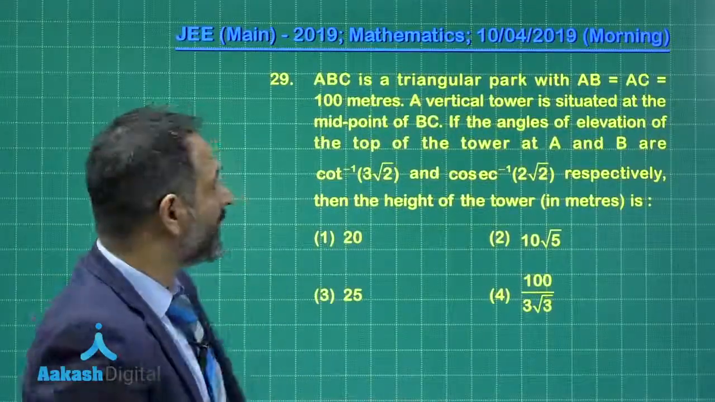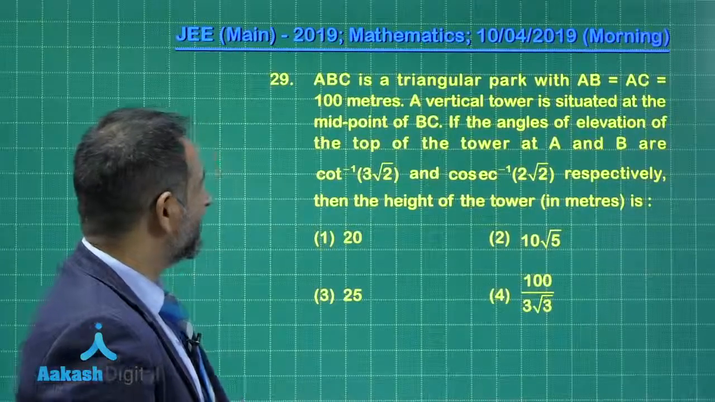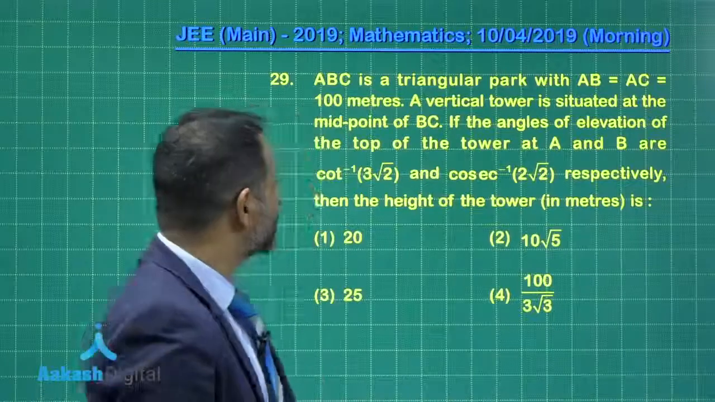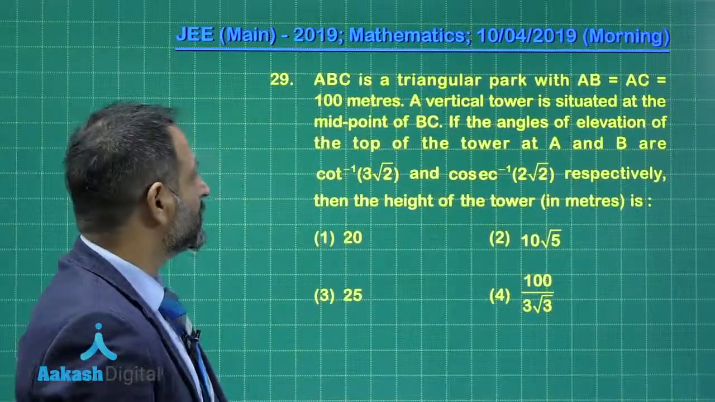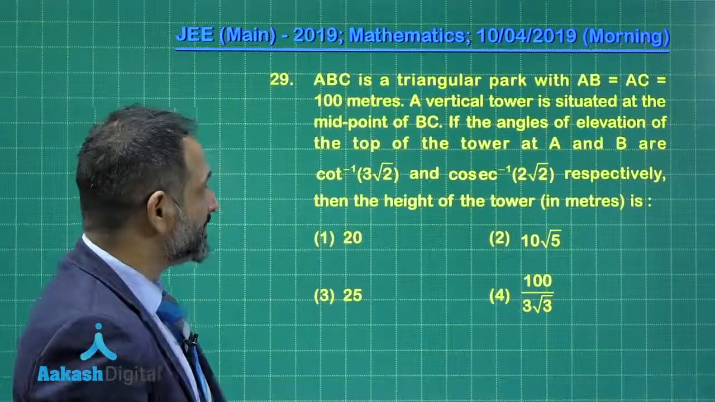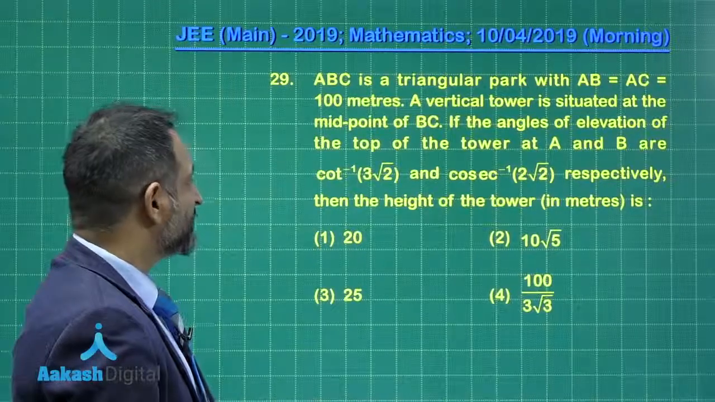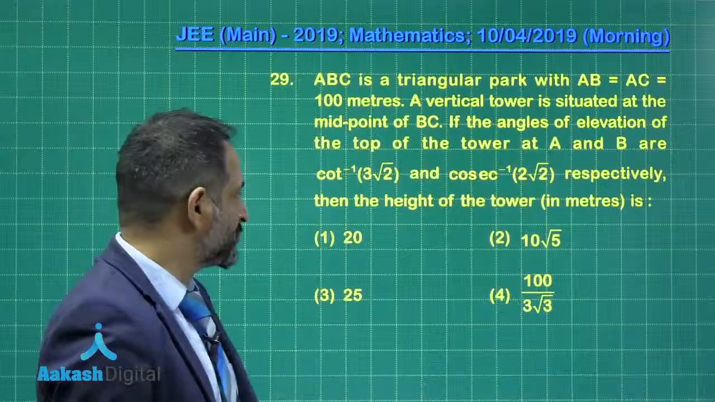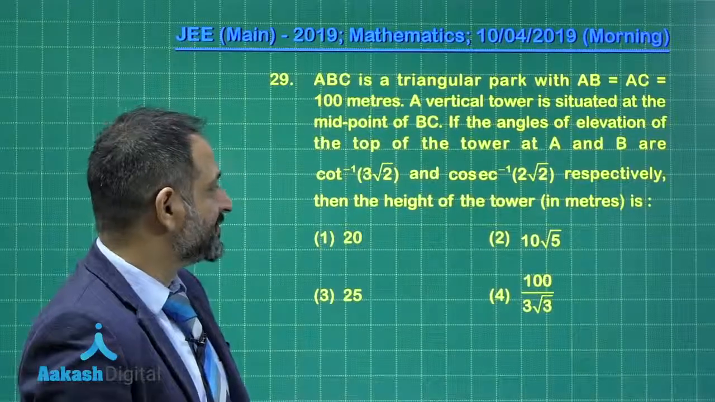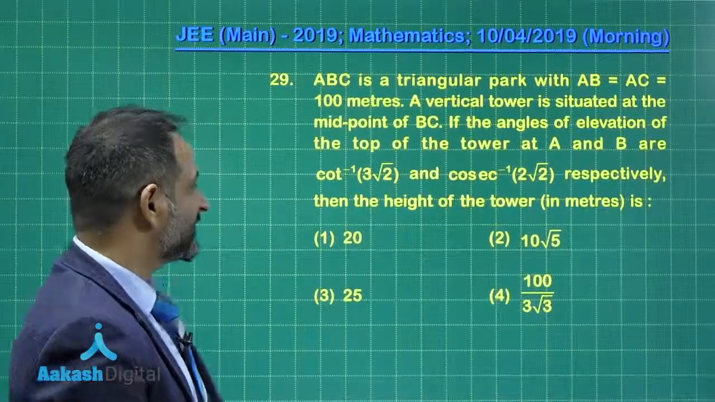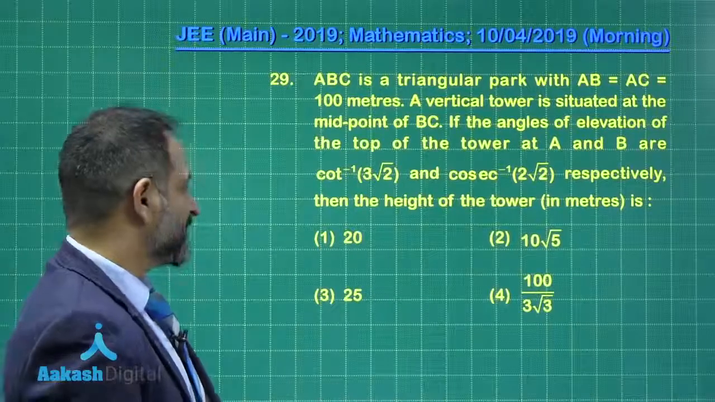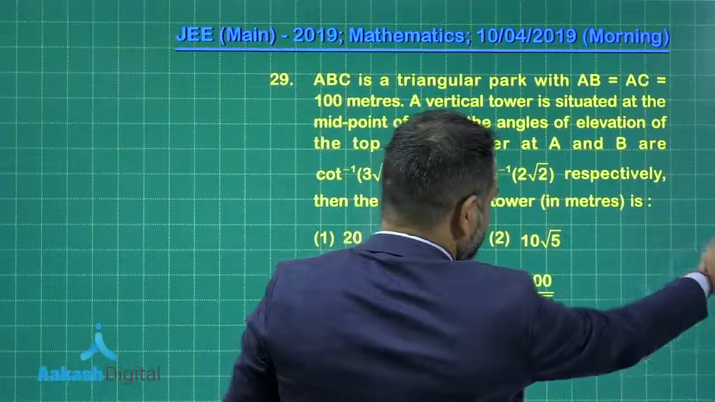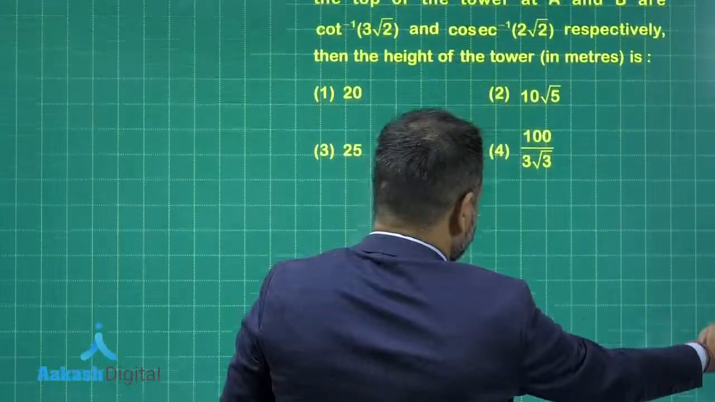A question from heights and distances. ABC is a triangular park with AB and AC equal to 100 meters. A vertical tower is situated at the midpoint of BC. If the angles of elevation of the top of the tower at A and B are cot inverse 3 root 2 and cosecant inverse 2 root 2 respectively, then the height of the tower is. So let us go for the figure first. A figure is important in this problem.